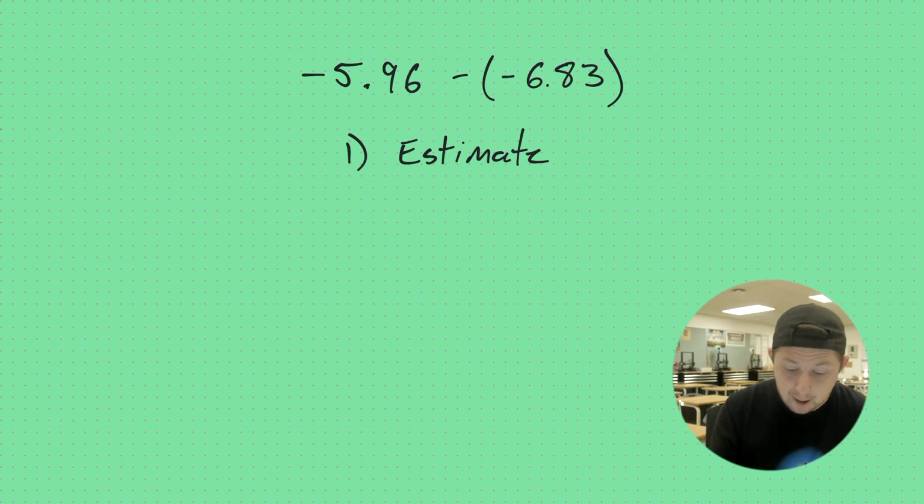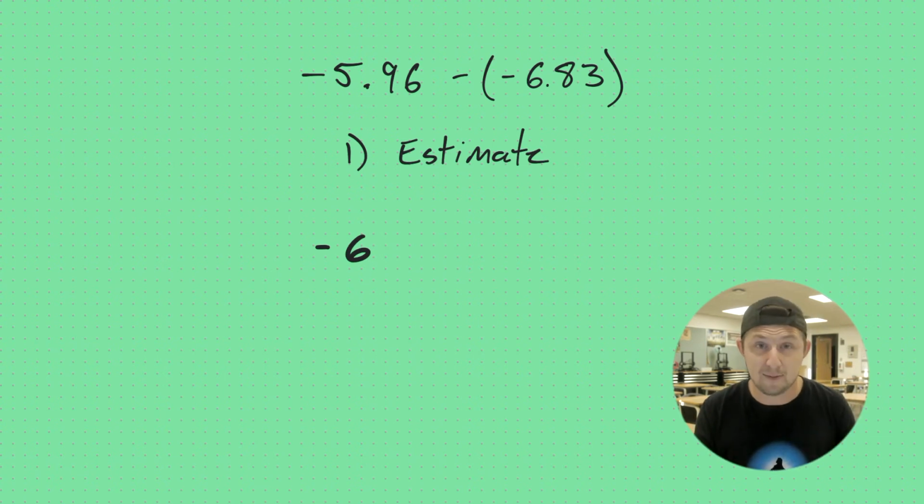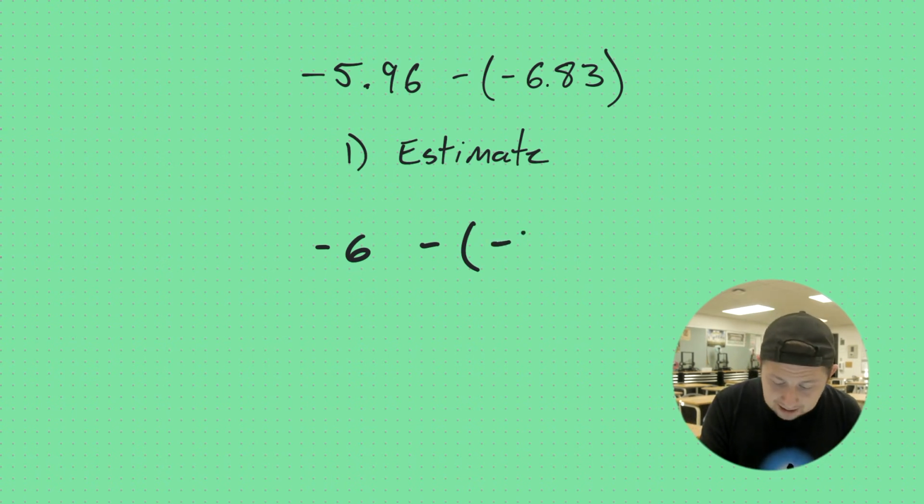All right, so I'm going to round down to negative 6. Did you guys put the same thing? I'm going to choose negative 6 because it's the closest here. I want to get as close to the value as I can and still give me a nice number. So negative 6 minus, now let's round this guy here. So what value are you going to round negative 6.83 to? All right, so I picked negative 7.